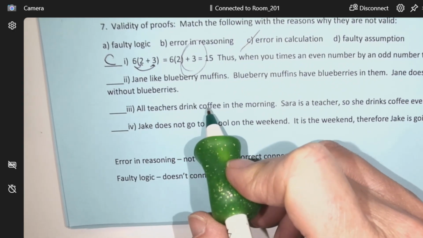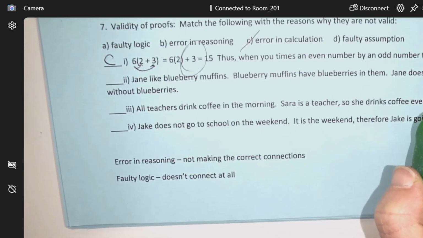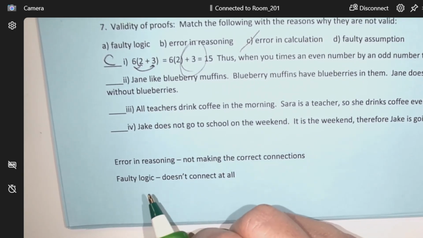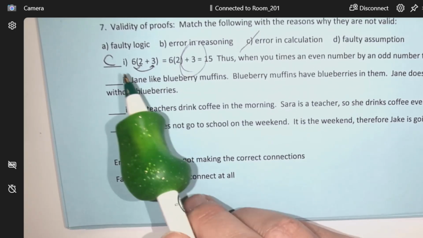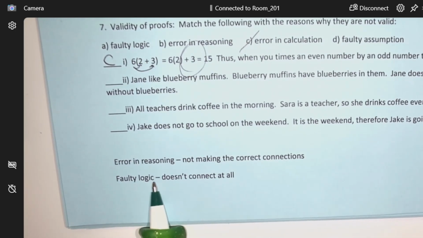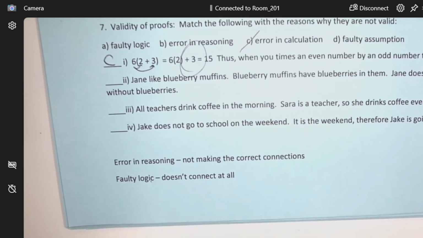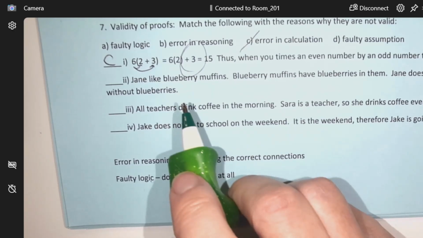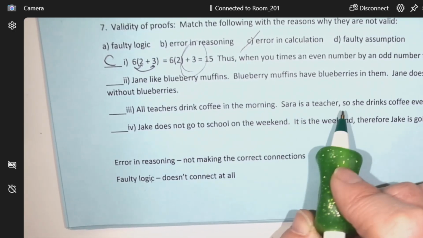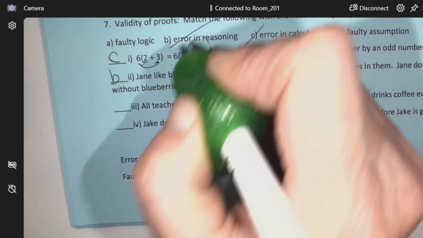Jane likes blueberry muffins. Blueberry muffins have blueberries in them. Jane doesn't like muffins without blueberries. So which mistake would you say this is? So I have some definitions here. If you have an error in reasoning, you're just not connecting right. If you have a faulty logic, you're just no connection at all. She's trying to connect ideas, but not properly. So an error in her reasoning.